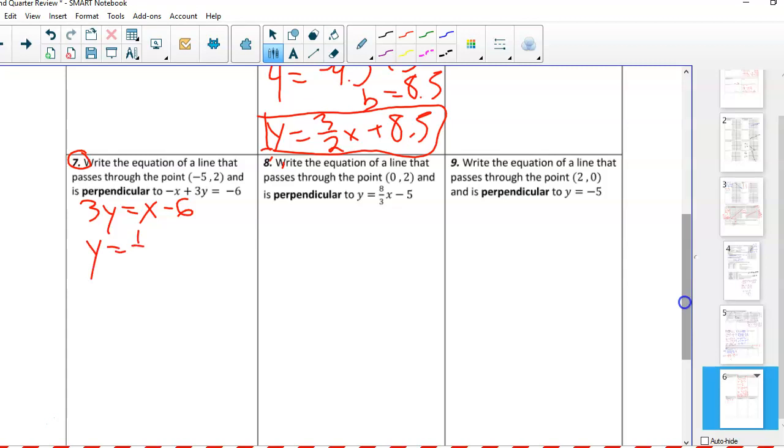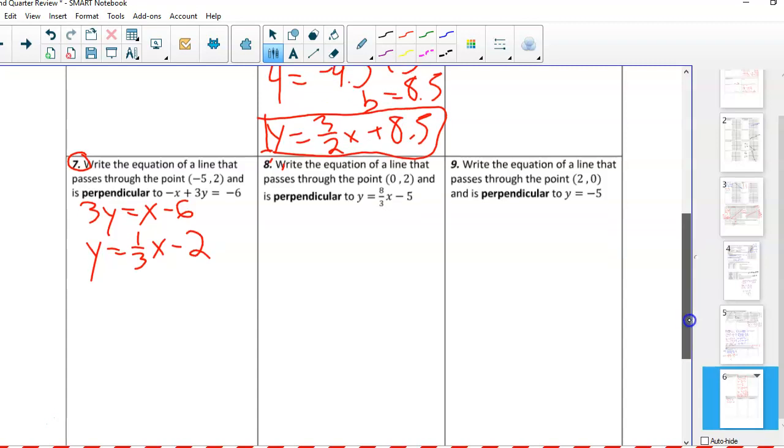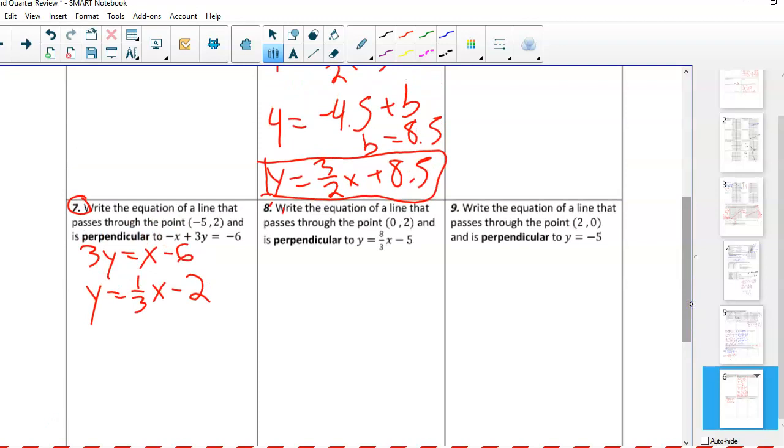I have a really good question. Back to that one on top right there. You know how you had 4 equals negative 4.5 plus b? Yes. Wait, was it 4.5? It was negative 4.5. So you got 8.5 when you added it to the 4, and then negative to the other side? No, you just added it to one side. Okay.